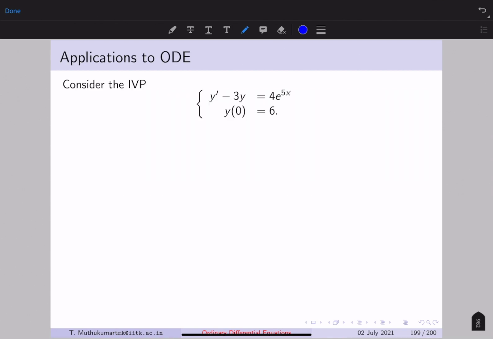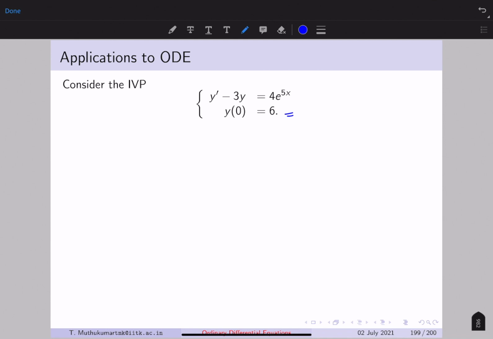Okay, so let's start with an initial value problem. Now this is a first order differential equation, so it's an initial value problem. Because it's first order, you have one initial condition. Okay, so this is a differential equation, you need to solve this, right? So let's solve it using Laplace transform.